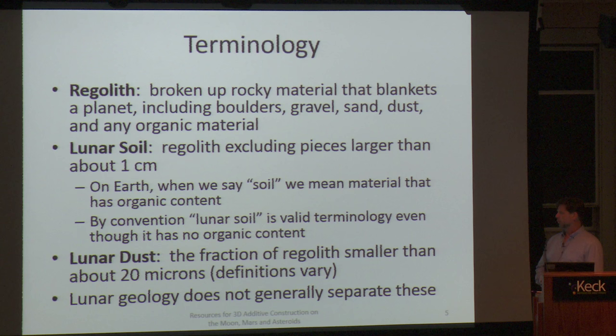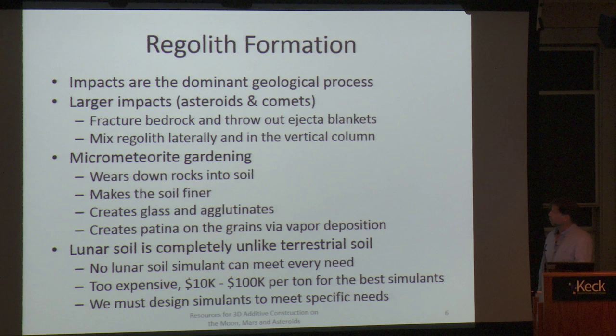Lunar dust would be the fraction of the regolith that's smaller than about 20 microns. And lunar geology does not generally separate these from one another. So the dust is thoroughly mixed into the soil. The soil is mixed into the regolith with larger particles. Regolith is formed by impacts. It's the dominant geological process on the Moon.